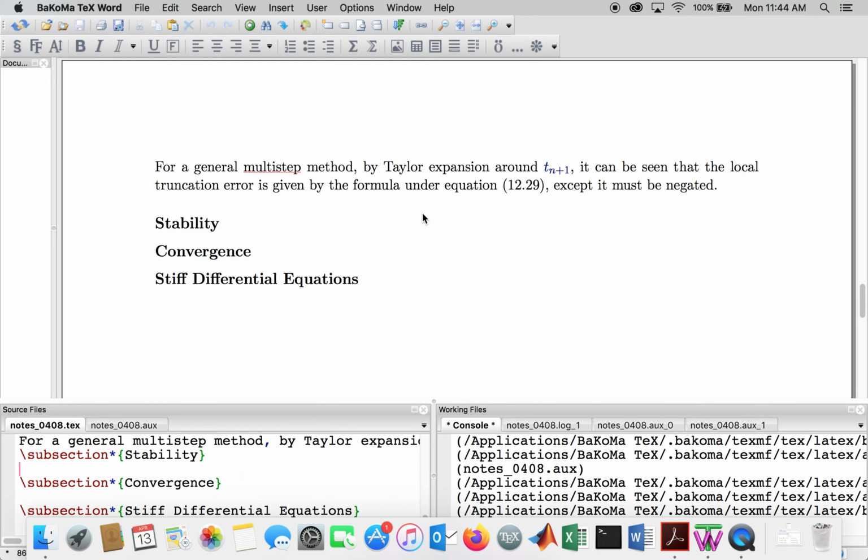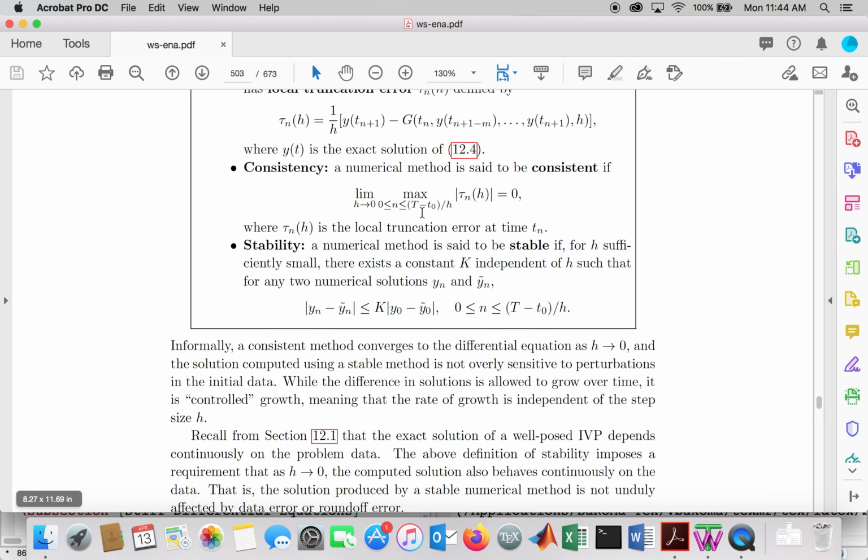Now, I'm going to recall for you the definition of stability. If you have a change in the initial data, then the change in the solution is bounded by a constant times the change in initial data. And what's very important is that the constant be independent of h. So at least that imposes some bound on how much a change in the solution.